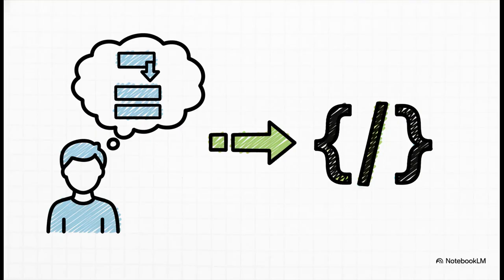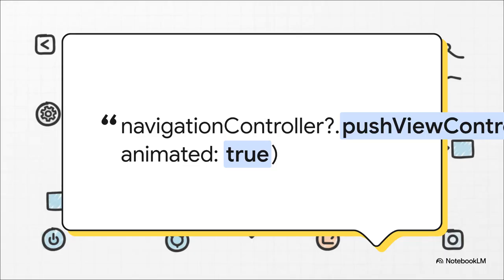So let's say we want to add a new screen, right? We want to push it onto the stack. Well, the code to do this is pretty much a direct translation of that thought. Get this, you literally just find your navigation controller and tell it to push a new view controller. You can even tell it to animate the transition. It's one line of code. That's all it takes to move forward in an app.